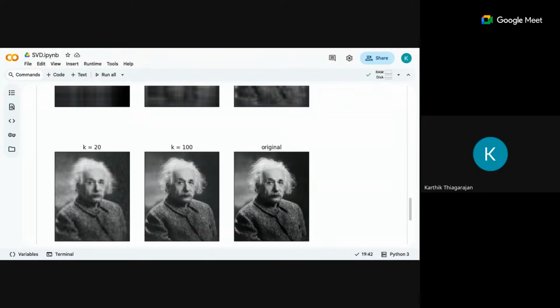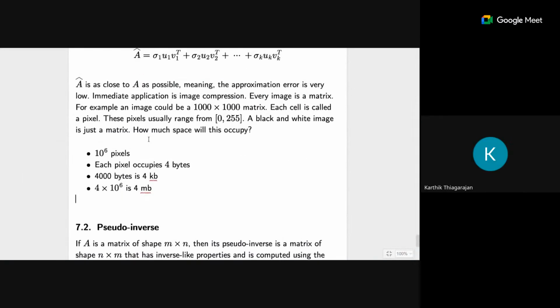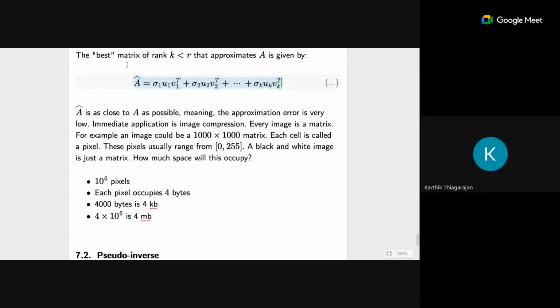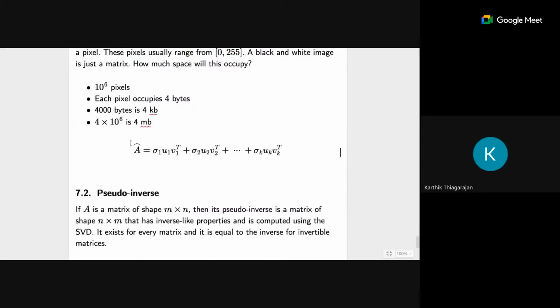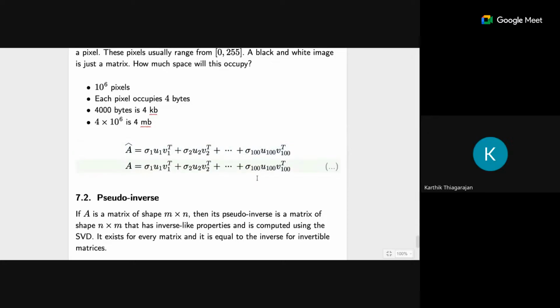Okay, so I hope the example was somewhat clear. In this case, A hat will be whatever image I showed you, right? A hat is actually just 100. It stops with 100, whereas the full A will be going all the way till 903, because that's the rank.